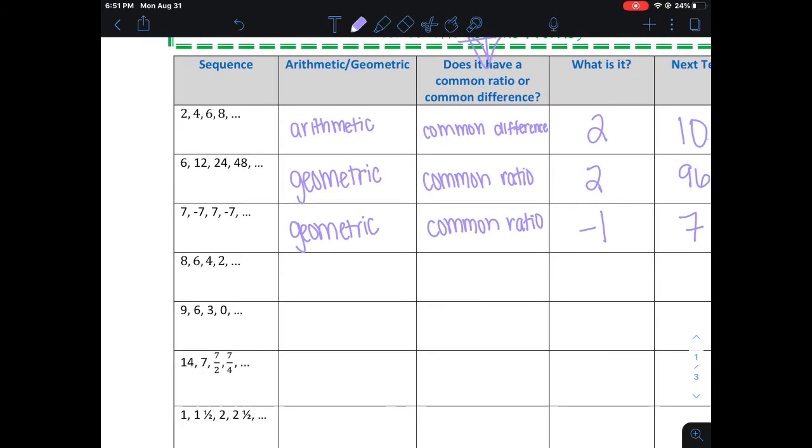Okay, let's do the next one. 8, 6, 4, 2. So in this sequence, our numbers are going down. They look like they're going down pretty consistently. So let's try arithmetic to start with.